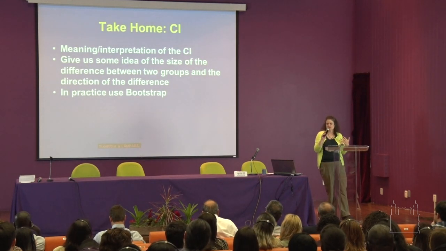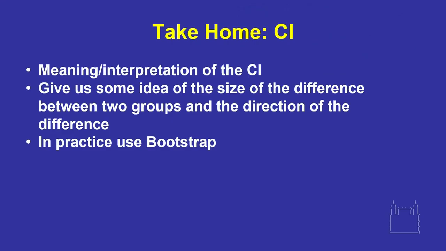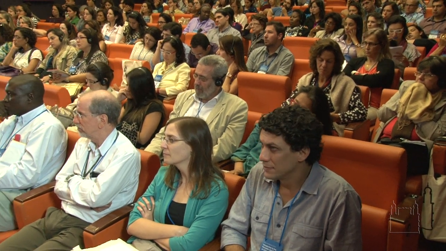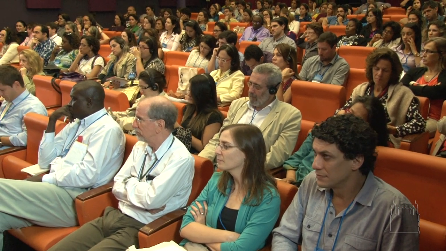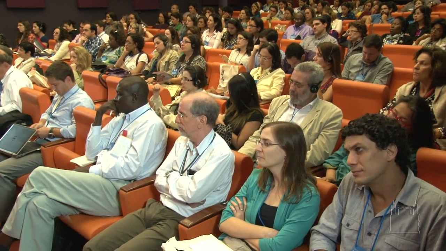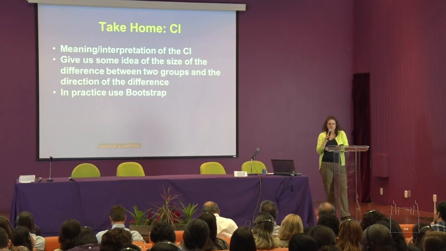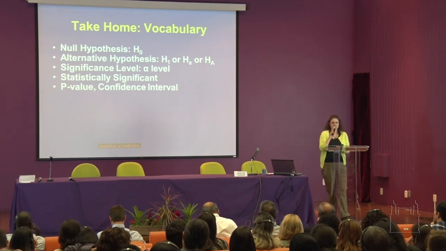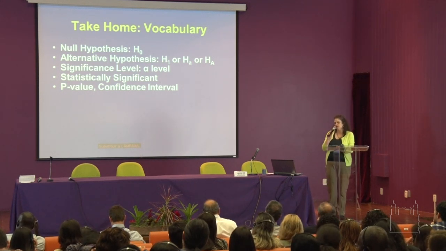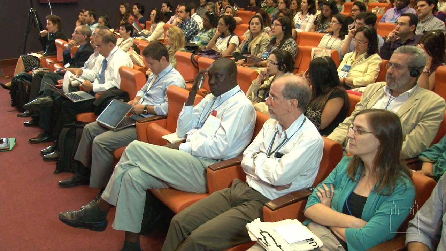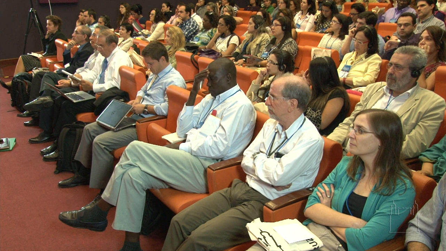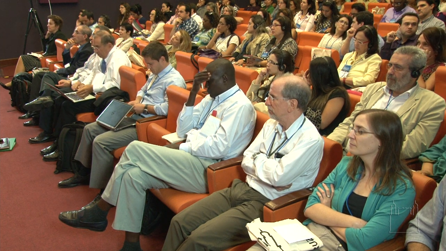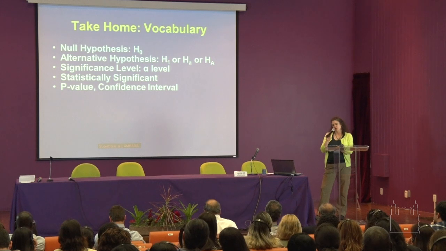Confidence intervals, you should have an idea of how to interpret them. You should know that even though you may get them easily coming out of your software, you should probably have somebody do a bootstrap for you to be able to look at it. But you'll get an idea of the size of the difference between the groups, and the direction, by looking at a confidence interval. You should have an idea, if you see something that looks like an H-naught, that that's a null hypothesis, what that is, what the alternative hypotheses are, significance or alpha levels, what we mean when we say statistically significant, and what a p-value and a confidence interval are.